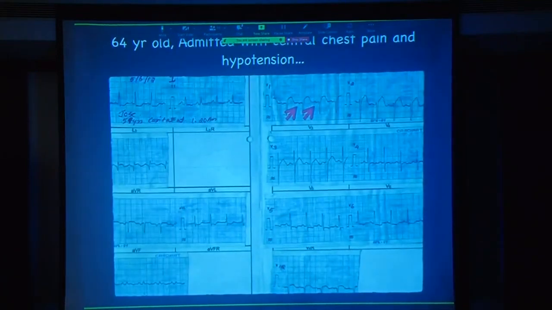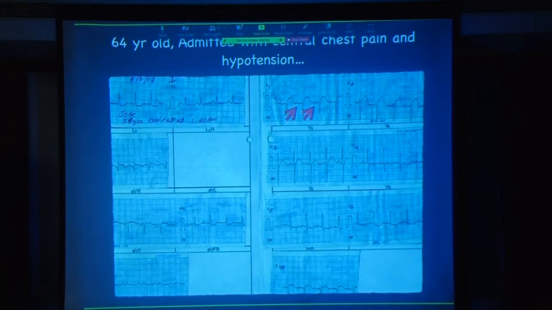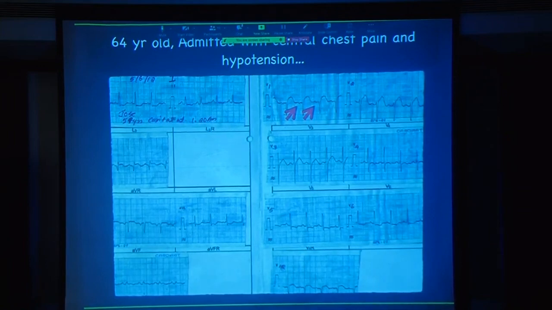Well, this is another patient, a 64-year-old patient admitted with chest pain and hypotension. You could see that there is no significant ST elevation in most of the leads, but in lead V1 alone you could see that there is some amount of ST elevation. But usually for making a diagnosis of myocardial infarction, you need to have at least ST elevation in 2 leads. So here you see that there is ST elevation in only 1 lead. Still that is important. You need to have a troponin evaluation.